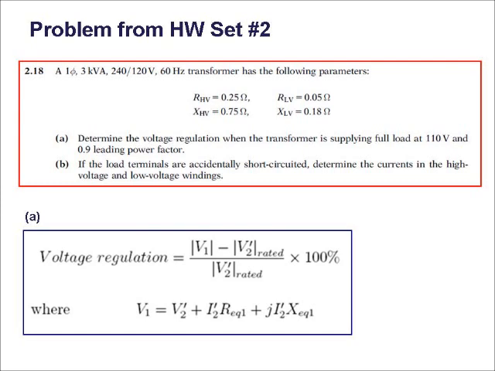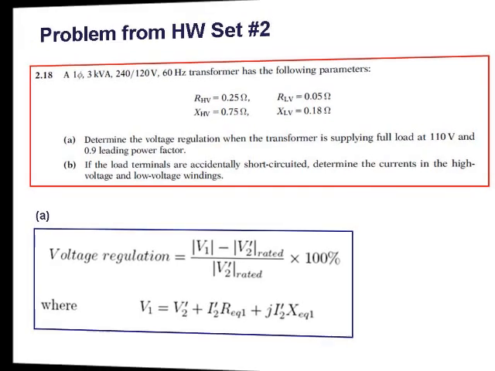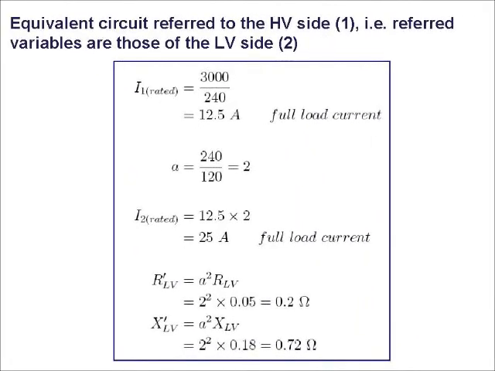So in order to understand this equation, just go back to the model that we developed initially on this review. Okay, so go to the next slide. The equivalent circuit referred to the high voltage side, let's call it 1. So we take the variables referred to the low voltage side, let's call it 2. So I1 rated is 3000 VA, 3 kVA, divided by 240, the rated voltage. So that's the full load current.